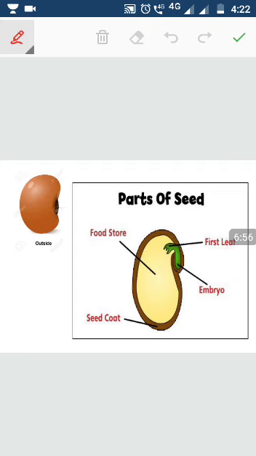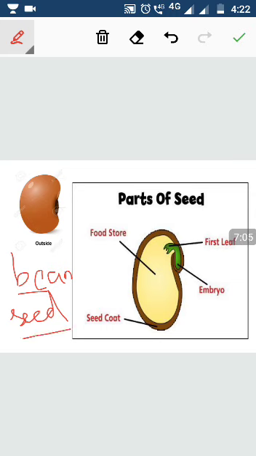This is a bean seed. The outside of the bean seed has a thick covering called the seed coat. The seed coat protects the seed from damage. In the soil, seeds can be eaten by insects and birds, so the seed coat protects them. Here you can see the brown outer covering of the seed, known as the seed coat. It helps to protect the seed from damage.